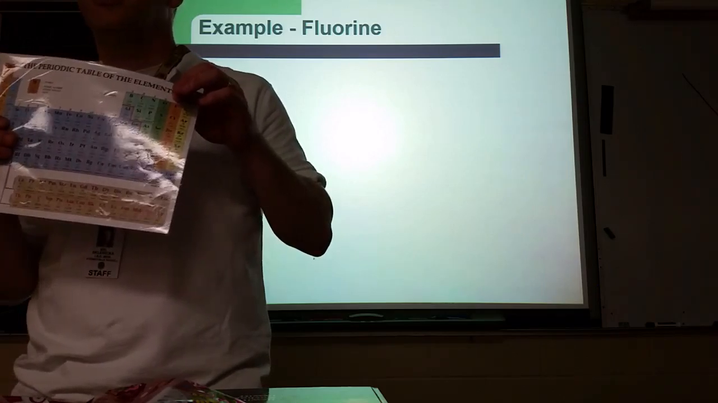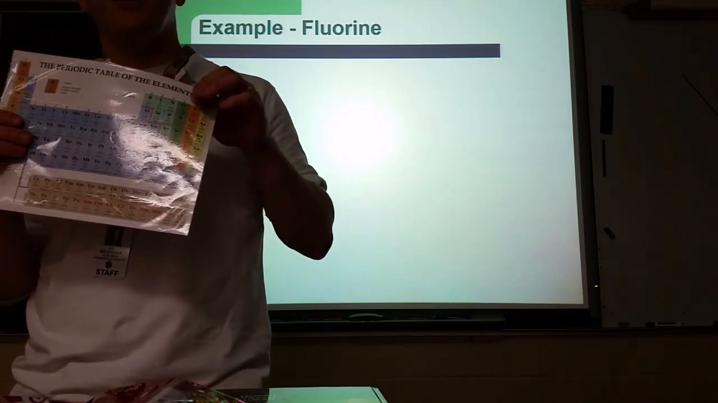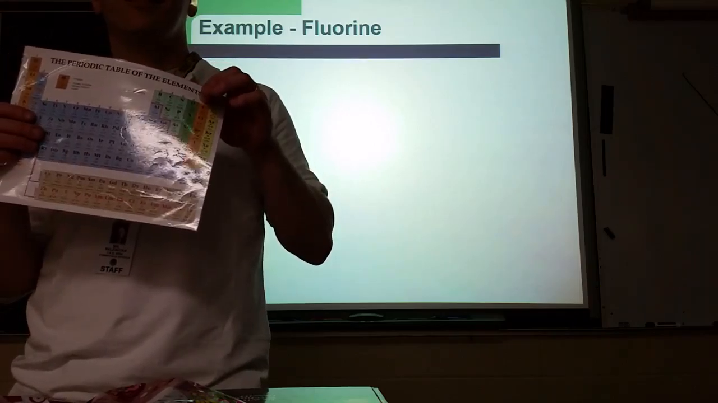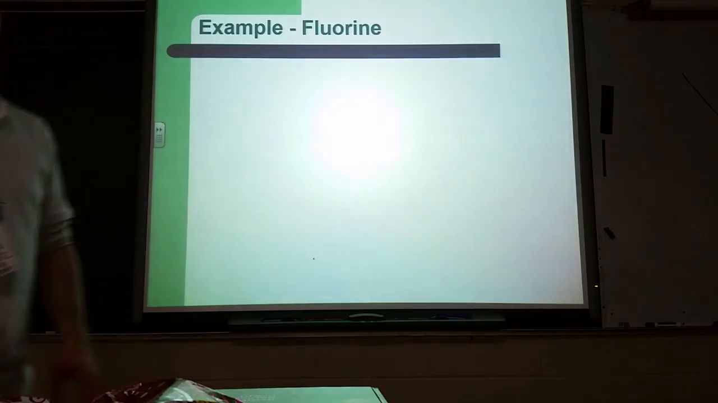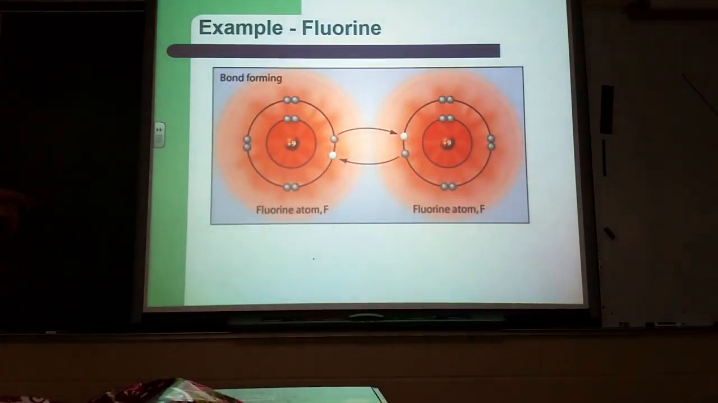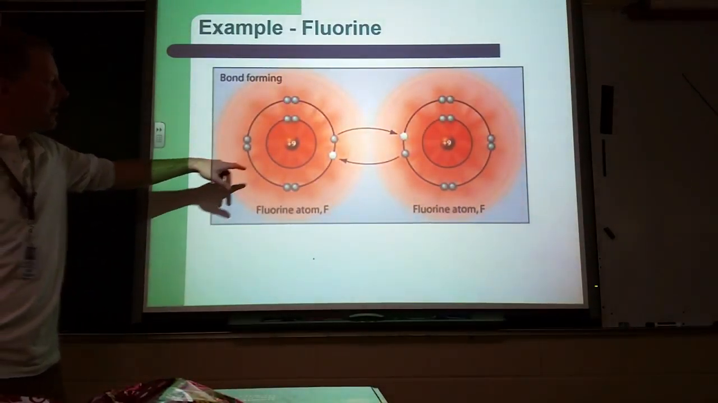Not a trick question. It's got 7. It wants to get to 8 electrons, so what does it want? Another electron. Another electron. When we've got a pair of them, so here is a diagram of that.